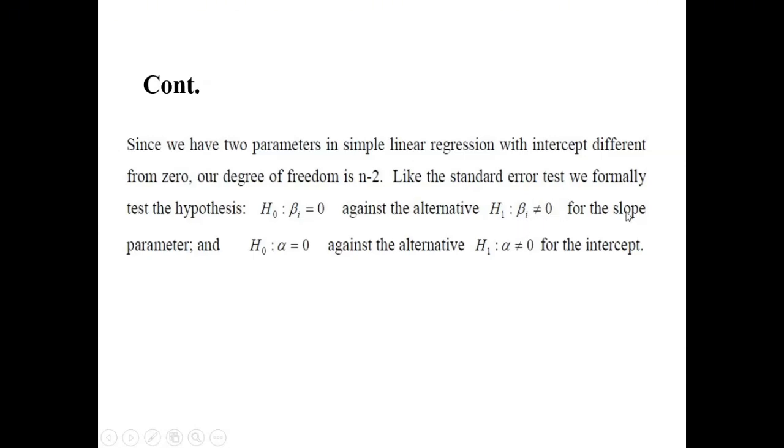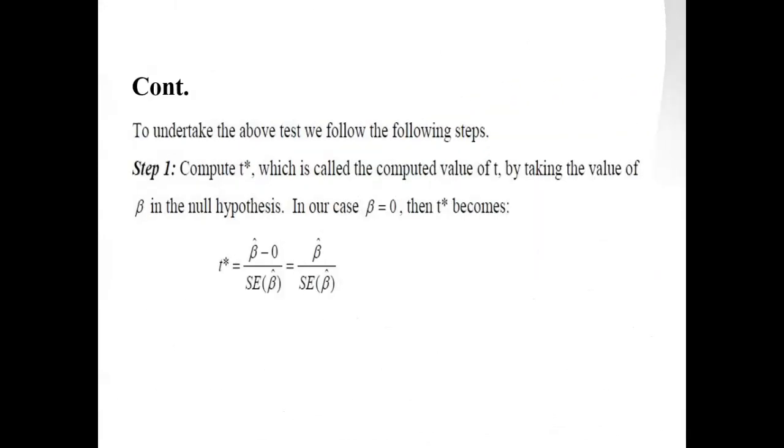That is for the slope parameter. For alpha, the null hypothesis is alpha is equal to 0, and the alternative hypothesis is alpha is different from 0. Now we can test the significance by using the student t-test so as to get a decision rule at the end of the test.